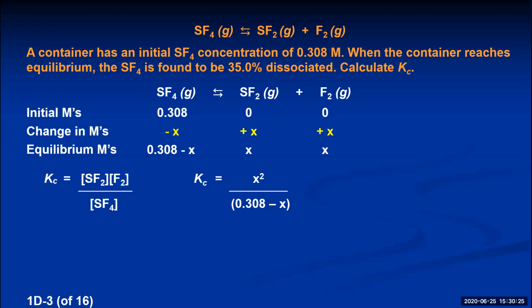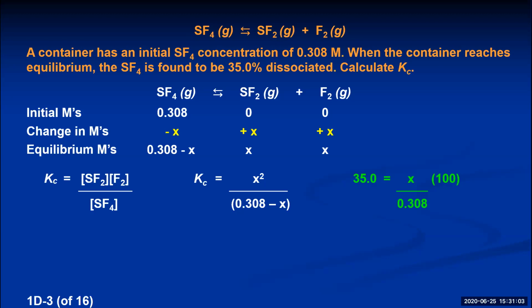to be 35.0% dissociated. So if we think back to what that means, the percent dissociation is the amount of the SF4 that dissociates or reacts away divided by the original amount placed in the container multiplied by 100. So where's the amount of SF4 that reacts away? It's under the change line, directly under the SF4. What does it say there? X. So X amount will react away out of the 0.308. If we take that fraction and multiply it by 100, that will equal the percent dissociation, which is 35.0%.